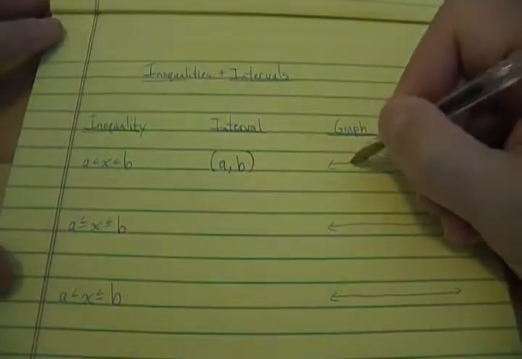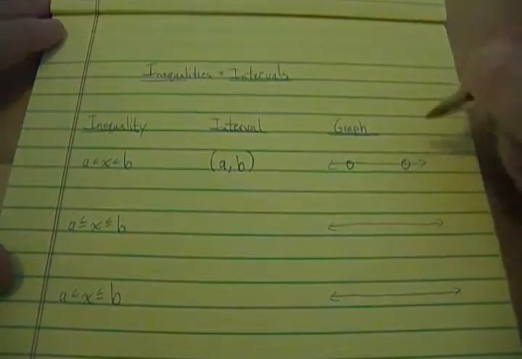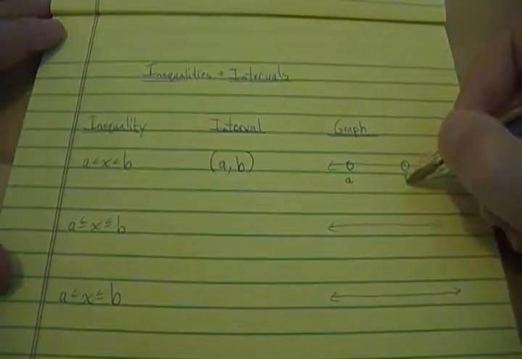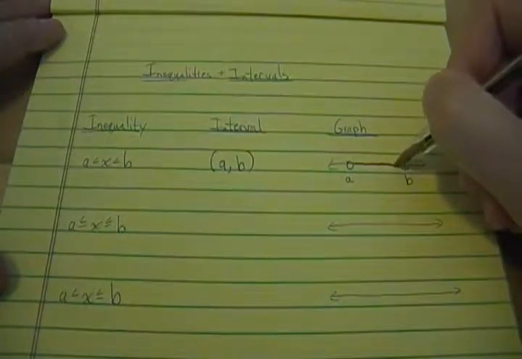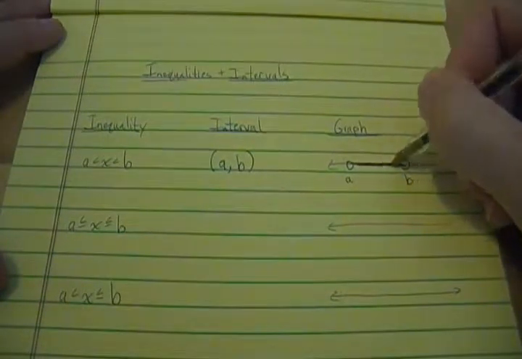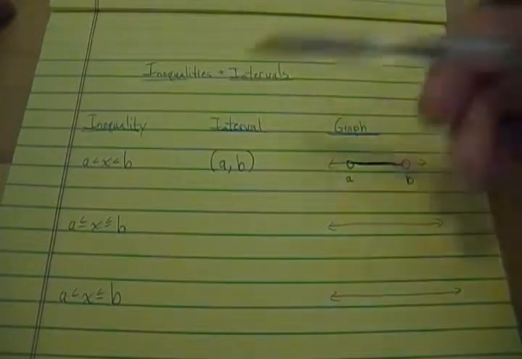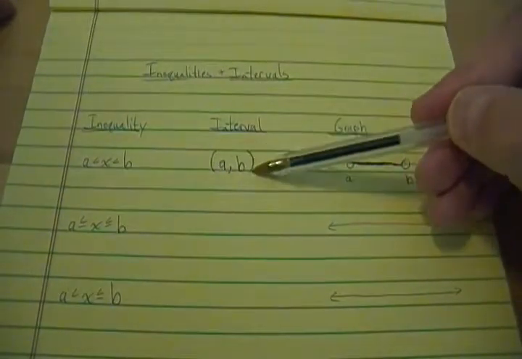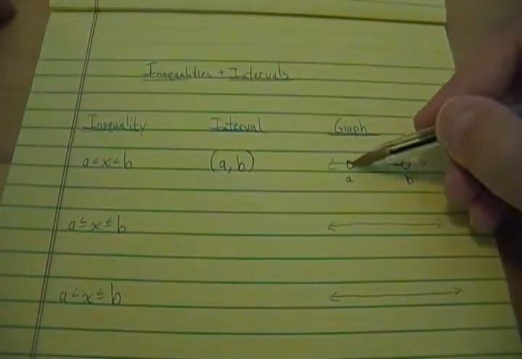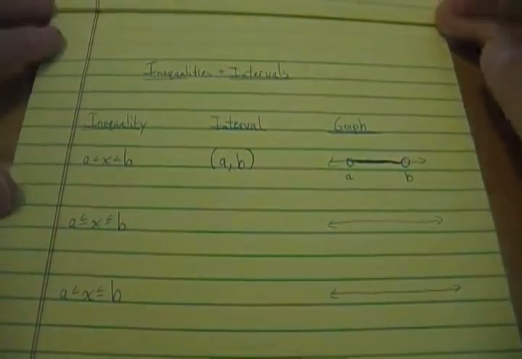All right, and if we put those on a graph, since those endpoints are not included, I put a on the left and b on the right. I use open circles, that indicates that the points are not included, and then I darken in the line between them. So the just less than symbol translates into the parentheses in the interval notation, and translates to the open circles when we put it on the graph.